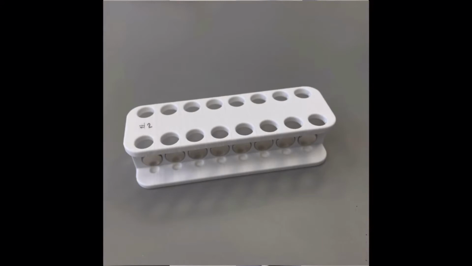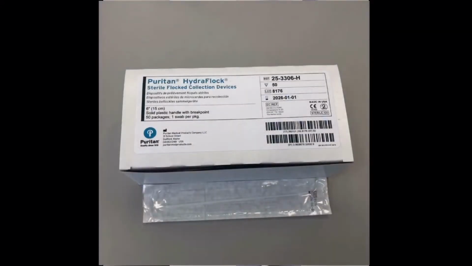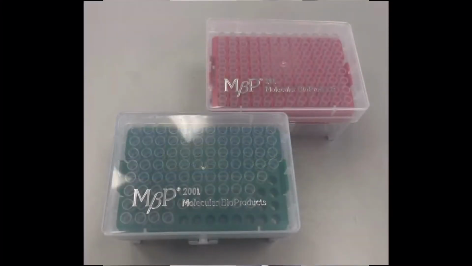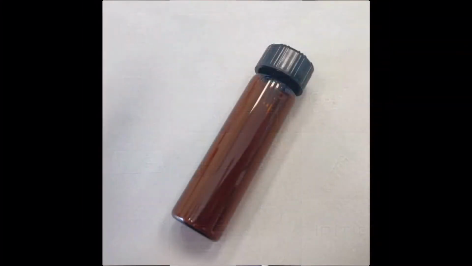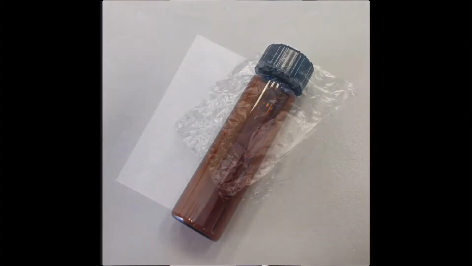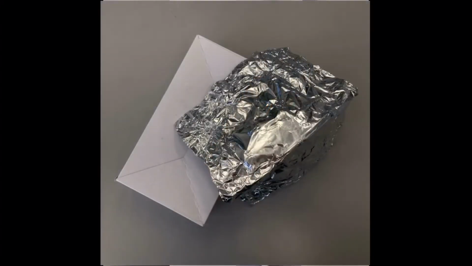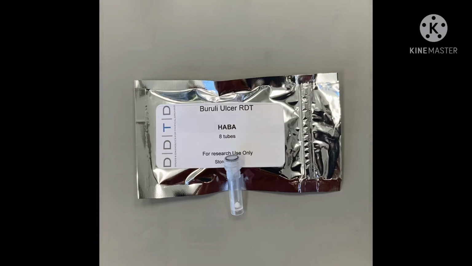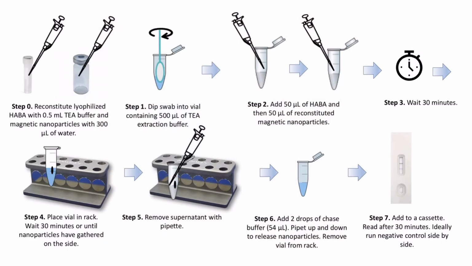Magnetic rack. Hydrofloc swabs. Pipettes. Pipette tips. 8 milliliter amber glass vials. Aluminum foil or dark box. A timer. Gloves and a vial of lyophilized HABA. We will go through all the steps in detail in a moment, but here's an overview.